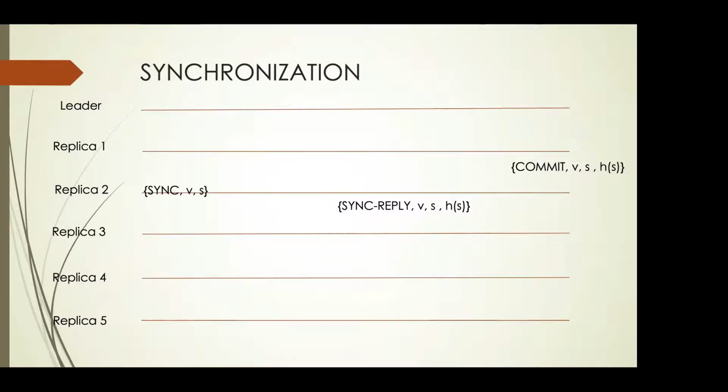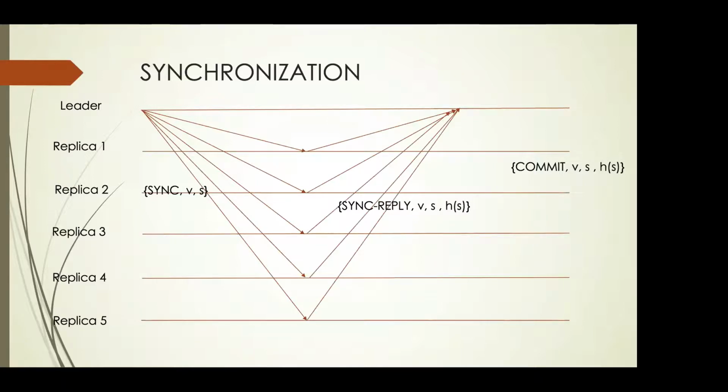It sends this sync message with the version of the log and the highest sequence number, and view is the view number. Then all these replicas send back a response with the view number, sequence number, and the hash which they have.